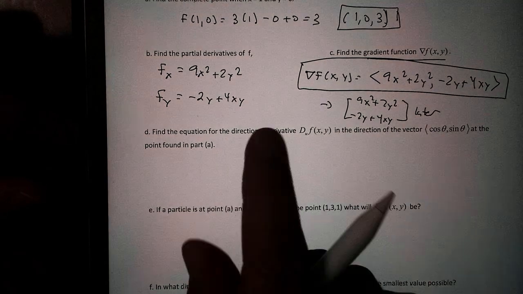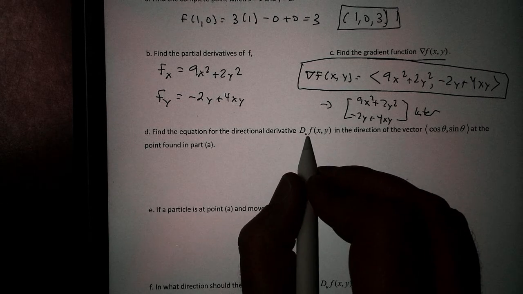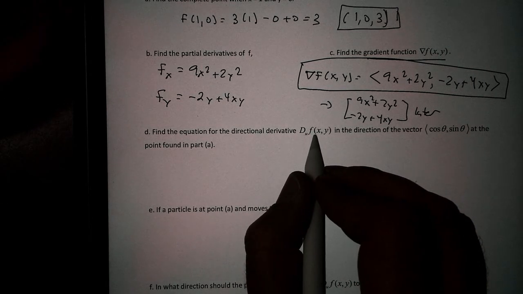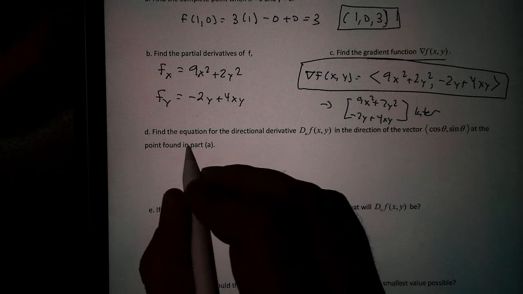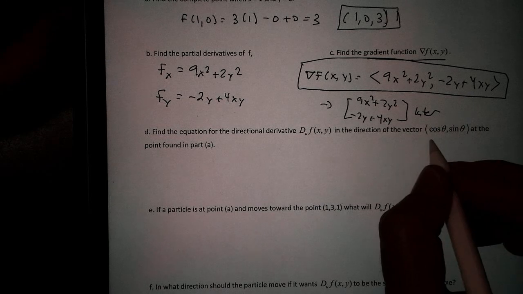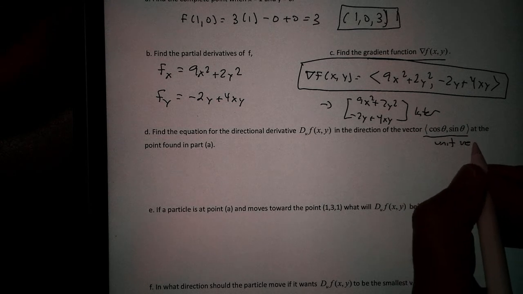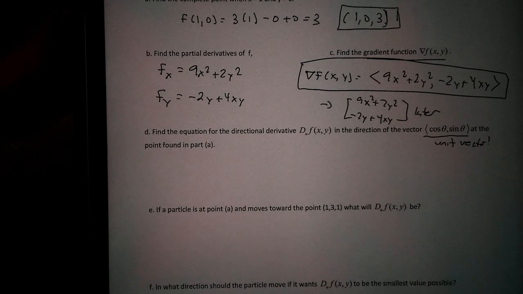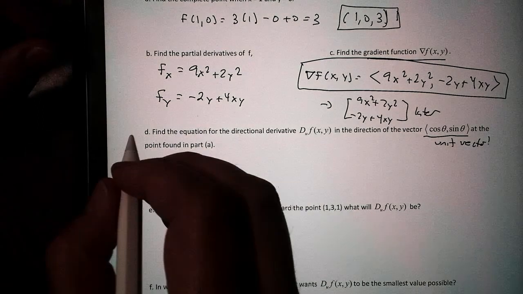All right, the next part says, find the equation of the directional derivative in the direction of our vector cosine theta, sine theta, at the point found in part A. So take a look here. This is already a unit vector. We're going to assume it's a unit vector there. It will be, because sine squared plus cosine squared is 1.